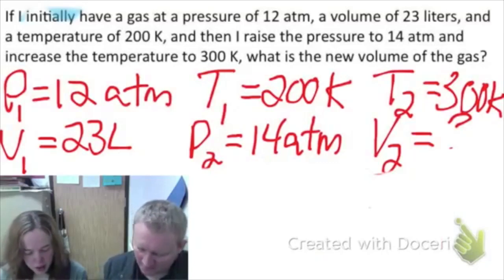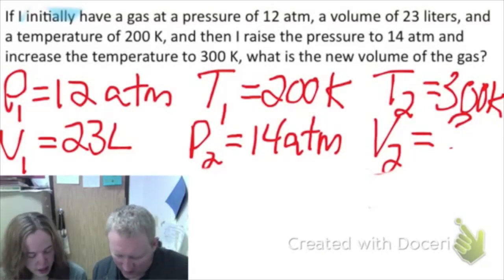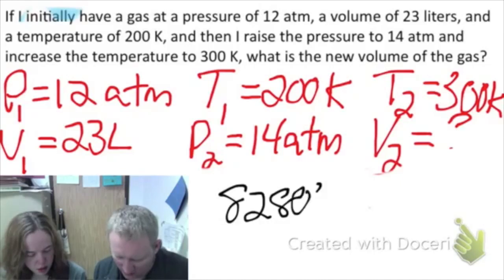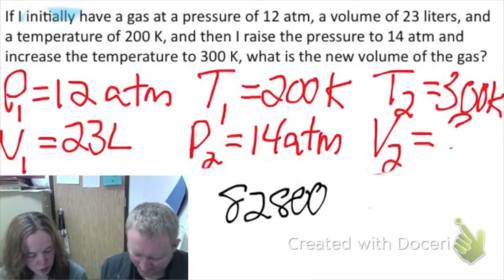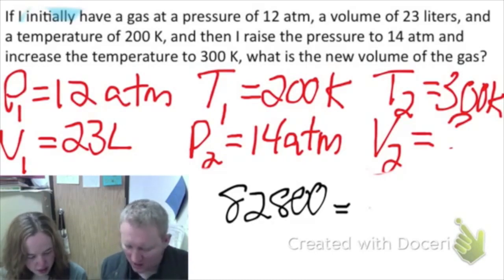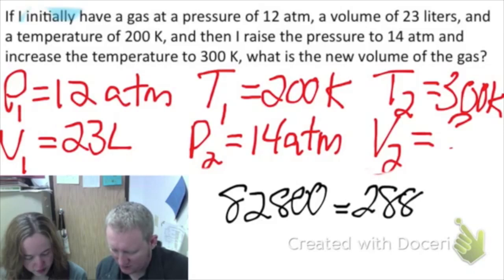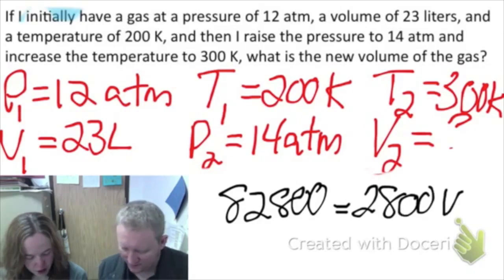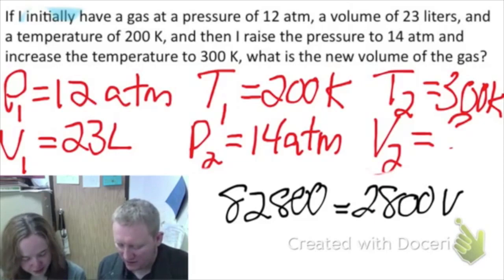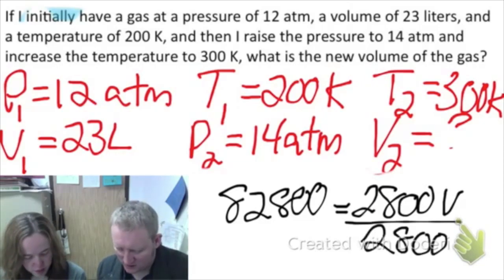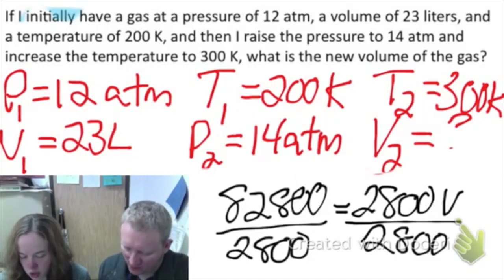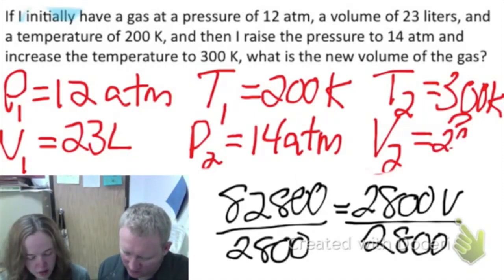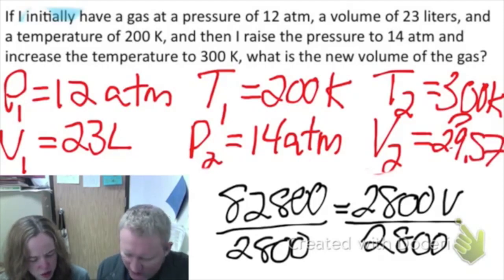All right, so we did our cross multiplying, but not our dividing yet. Our cross multiplying is 82,800 equals 2,800 V. Now we want to divide, 2,800 on both sides. V is now 29.57. And what were our volume units before? Liters. So they're still liters.